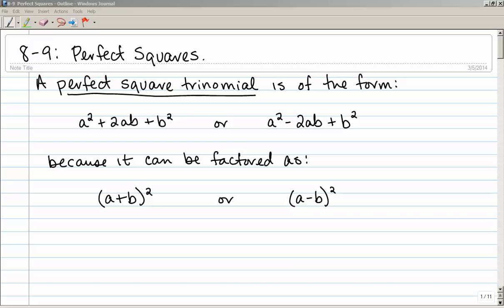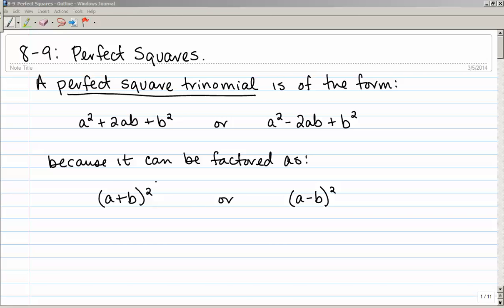Now, remember what a perfect square is: it's a number or an expression that can be factored into, or broken down into, two of the same thing. So for example, 25 is a perfect square because it's 5 times 5. In the same way, the trinomial a squared plus 2ab plus b squared is called a perfect square because it can be factored into the quantity a plus b squared.